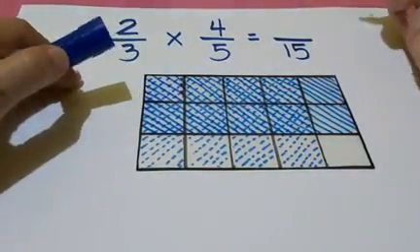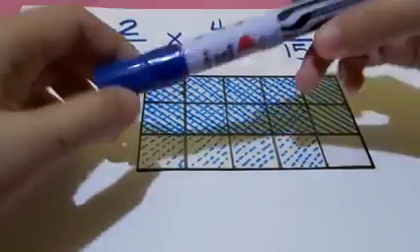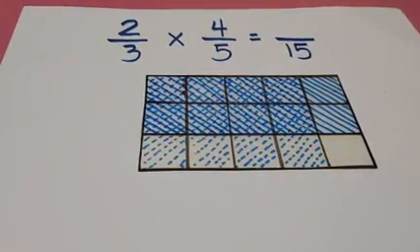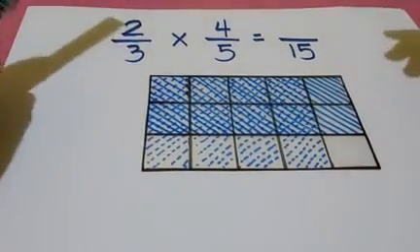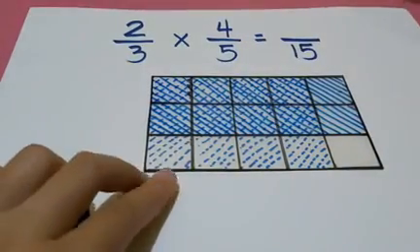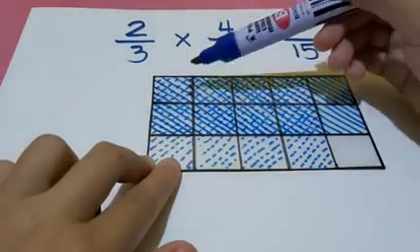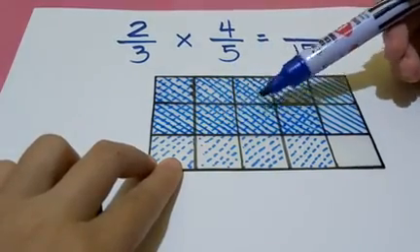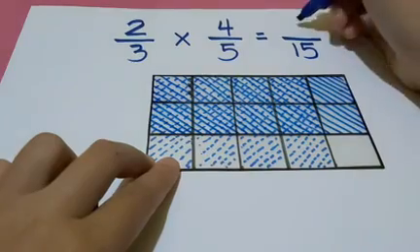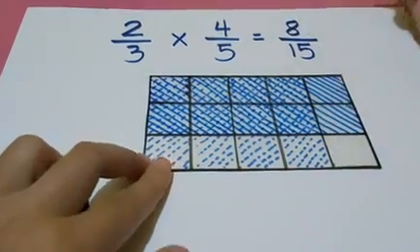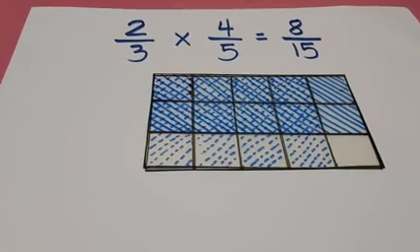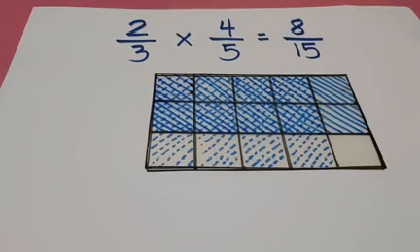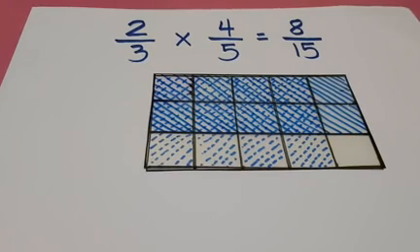denominator. And then, to know the numerator, we are going to count the double-shaded parts formed in our combination of models. So, let's count the double-shaded parts. So, we have 1, 2, 3, 4, 5, 6, 7, 8. And that is our numerator. So, our answer is 8 over 15. Can it still be reduced to lowest terms? 8 and 15 don't have a common factor. So, that is already our final answer.